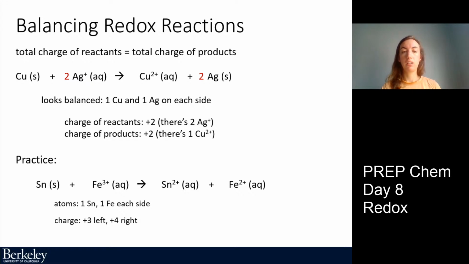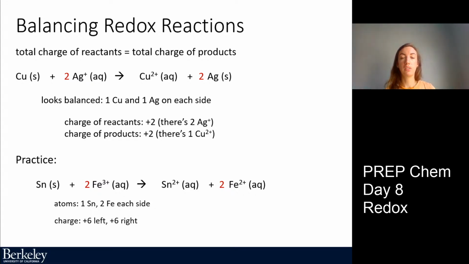So what I'm going to do is I'm going to put a 2 in front of both irons. So I need to put it in front of both so that our atoms are still balanced. So now I have one tin and 2 irons on each side. But now I have a +6 charge on each side, which means that my charges are balanced.